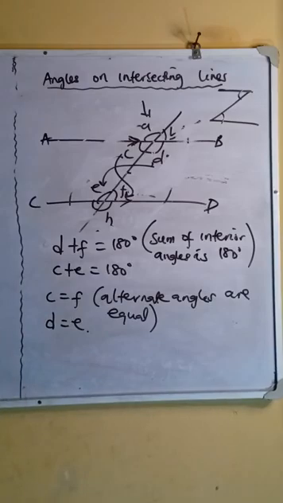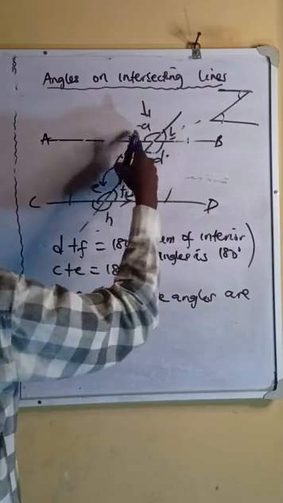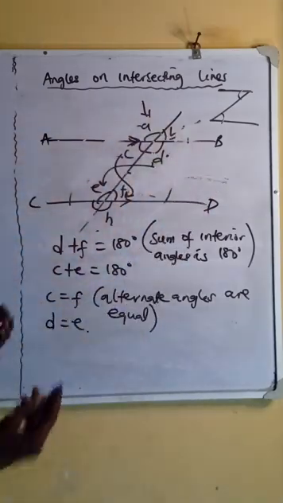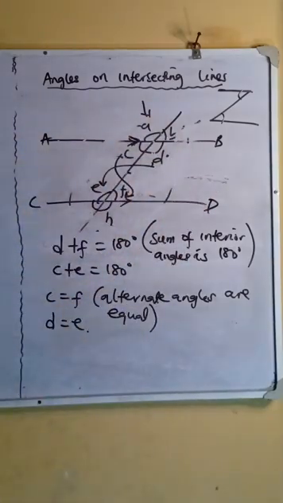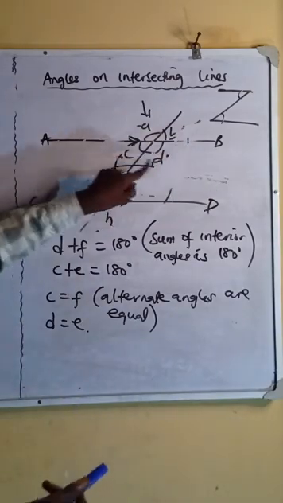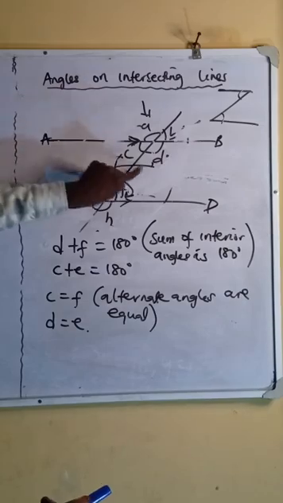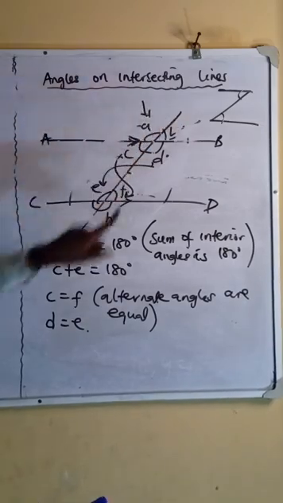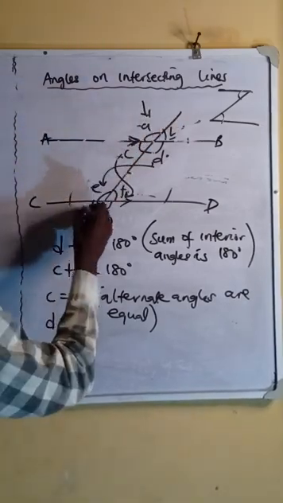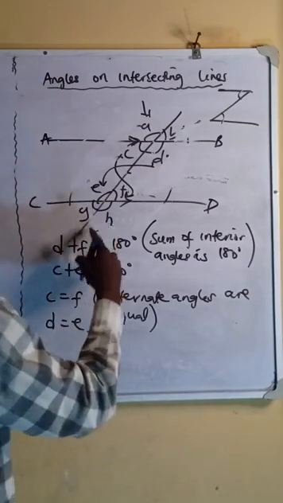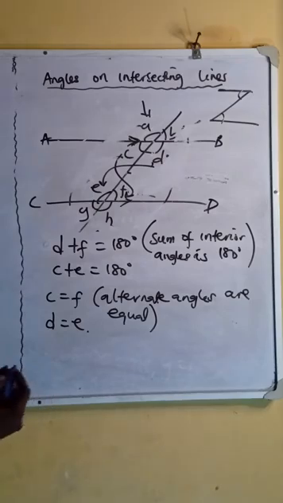And also remember, angles on a straight line add up to 180. So E and F are on the straight line. A and B, C and D, C and A, D and B are on a straight line. G and E are on a straight line, H and F are on a straight line. G and H are on a straight line, E and F are on a straight line.